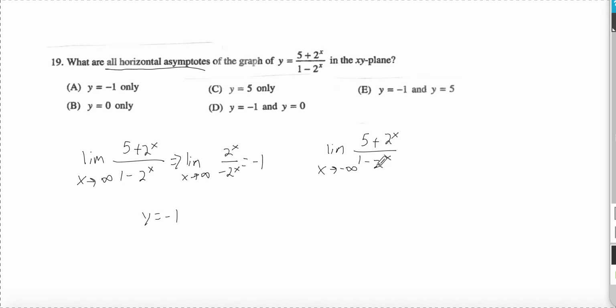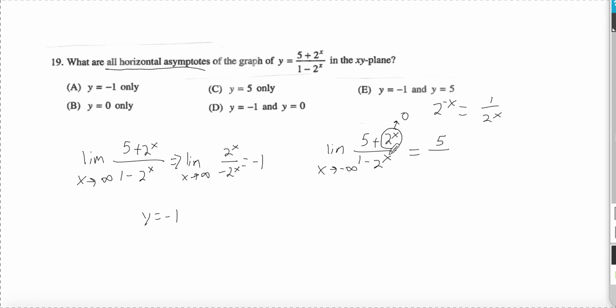So let's check the negative direction. Interesting stuff happens with exponential functions as x goes to negative infinity, though. 5 plus 2 to the negative infinity. Remember 2 to the negative x is going to be 1 over 2 to the x. So as x goes to negative infinity, I actually get 1 over 2 to the positive infinity, which is going to go to 0, because it turns into a reciprocal. So actually 5 is going to dominate up top over there.